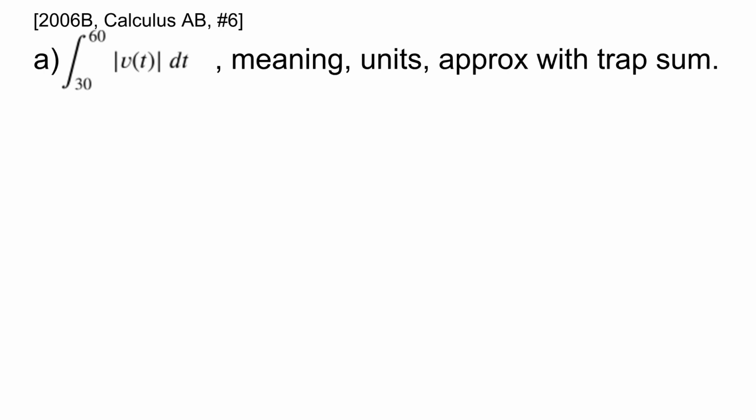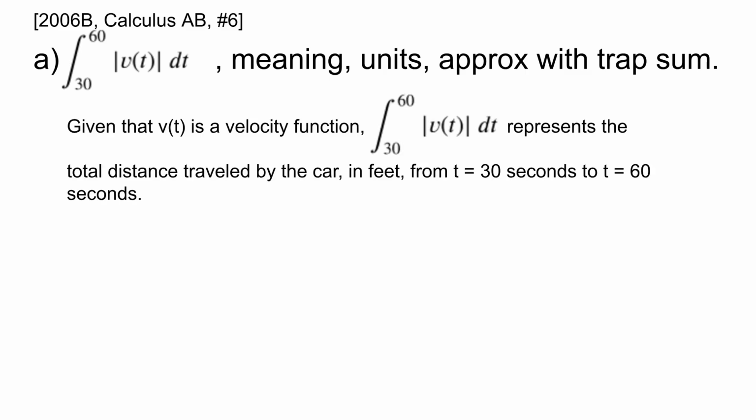In part A of this question, we are asked about the integral from 30 to 60 of the absolute value of v of t dt, and to explain its meaning with the correct units and to approximate that integral with the trapezoidal sum. So given that v of t is a velocity function, the integral from 30 to 60 of the absolute value of v of t dt represents the total distance traveled by the car in feet from t equals 30 seconds to t equals 60 seconds.